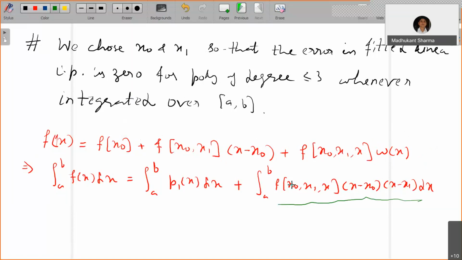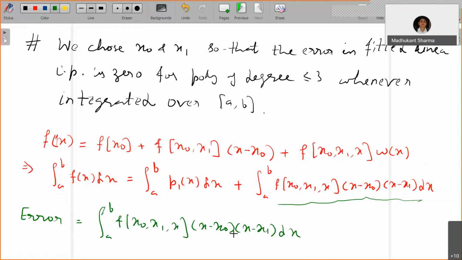So we are going to use that fact, or in other words, follow a similar procedure here. Now we look at the error, which is the integral from a to b of f[x0, x1, x] times (x - x0)(x - x1) dx. Note that x0 and x1 are any points in the interval a to b, which we have to choose. Suppose x0 and x1 are such that the integral from a to b of (x - x0)(x - x1) is 0, which is w(x).